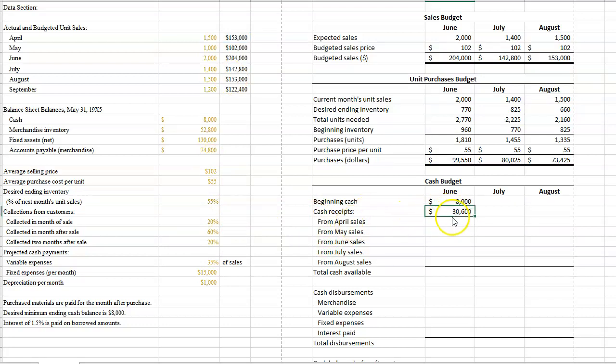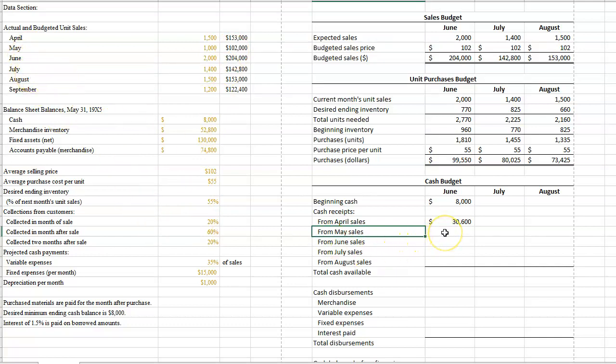Now, let's drag that down. Now, when it comes to April, if 20% is collected in April, 60% in May, and 20% in June, nothing is collected in July and August, so I am done with April. Let's look at May sales. For my May sales, 20% of it is going to be collected in May, 60% is going to be collected in June, and 20% will be collected in July.